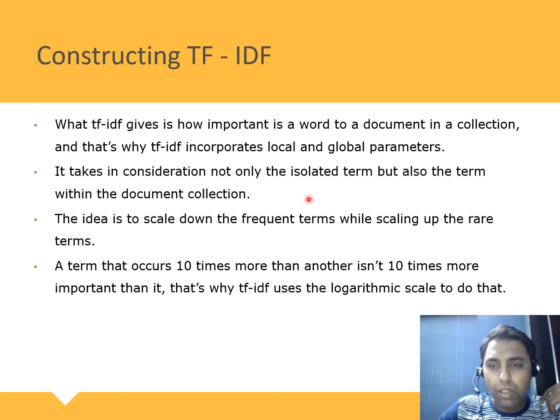So the term frequency just takes into account the frequency of the terms, but the inverse document frequency also looks into the document view of that, and finds out that if a term is rare in the documents, then it has to be appropriately scaled up.